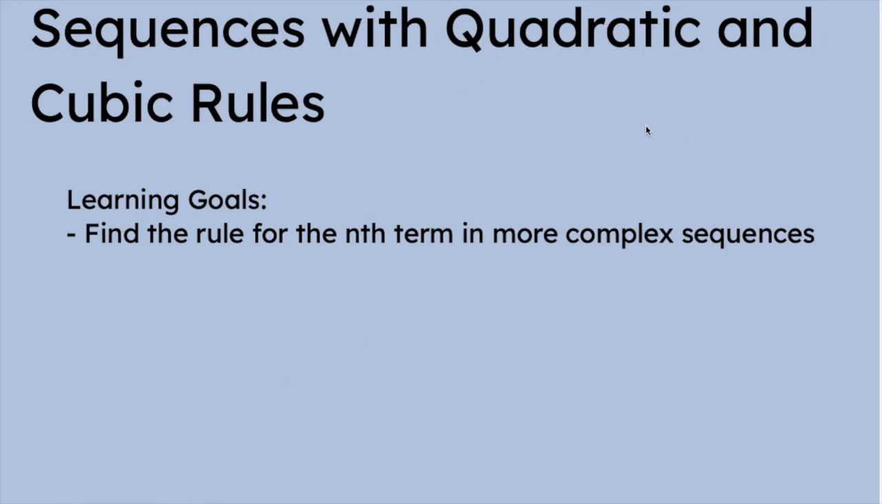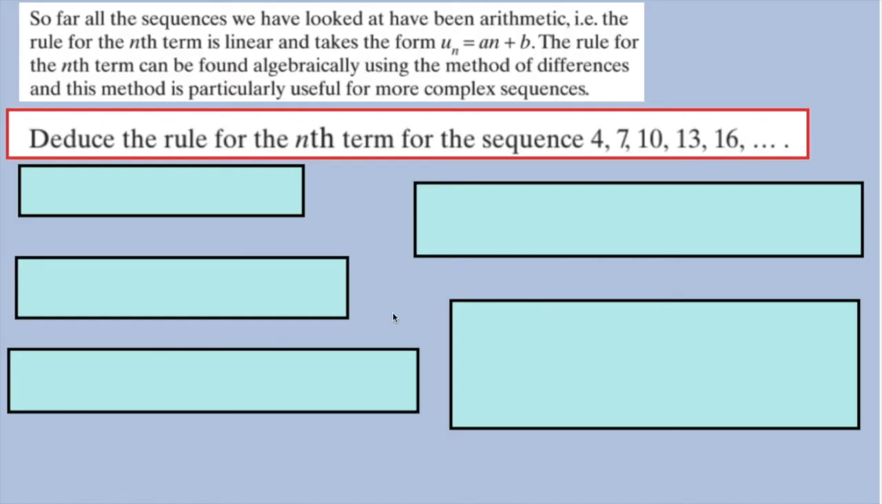Okay, sequences with quadratic and cubic rules. Our learning goal here is to find the rule for the nth term in more complex sequences. Those complex sequences are quadratic and cubic. So far, all the sequences we have looked at have been arithmetic, meaning the rule for the nth term is linear and takes the form of u sub n equals an plus b. The rule for the nth term can be found algebraically using the method of differences, and this method is particularly useful for more complex sequences. So we're going to look at how to do this with an arithmetic sequence.